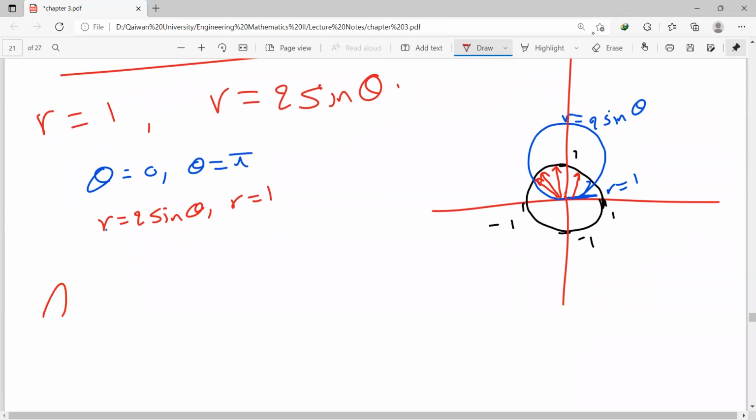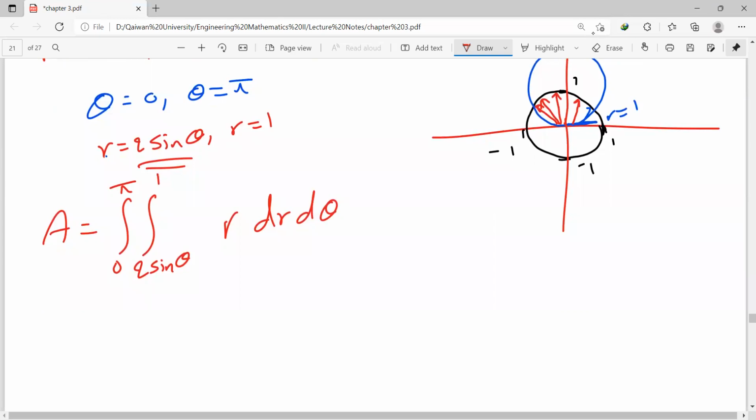We say the area equals the double integration. Which integration should be first? Here we have a function for r, so r must be first. We always put r for dr d theta, so you say r dr d theta. Then the limits are from 2 sine theta to 1, then from 0 to pi. We just find this integration.